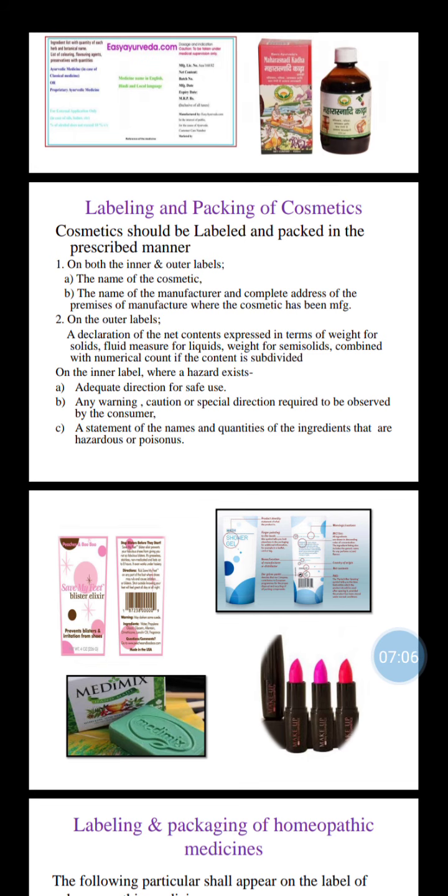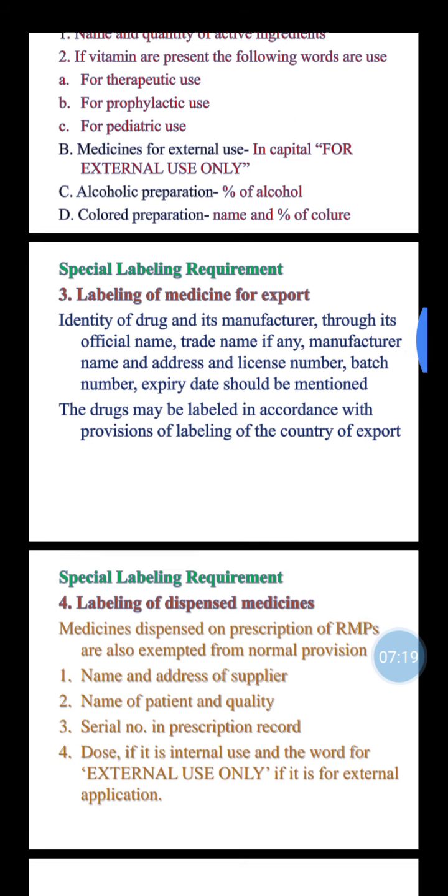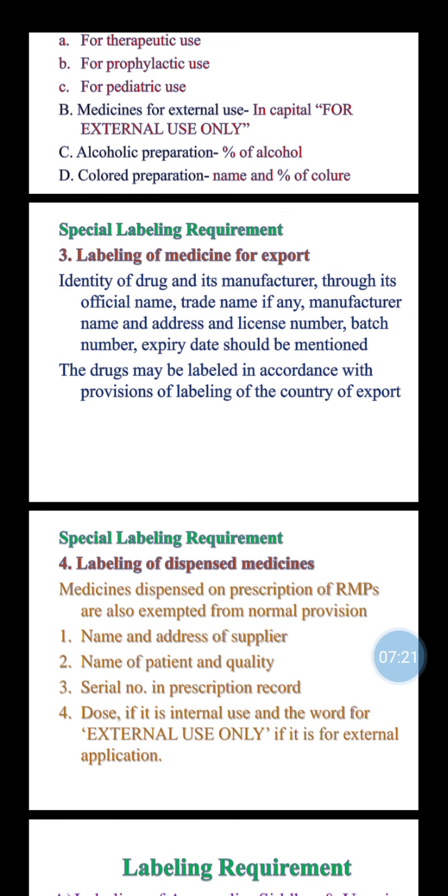Last lecture you saw the remaining part of labeling and packing. Today you will see the labeling of medicine for export requirement. In that, the identity of a drug: you write the drug through its official name, trade name if any, manufacturer name, address and license number, batch number, expiry date, and the drug label should be in accordance with the provisions of labeling of the country of export.